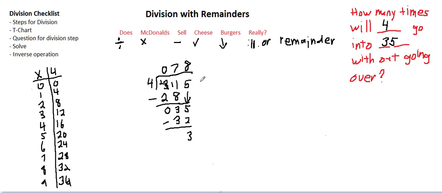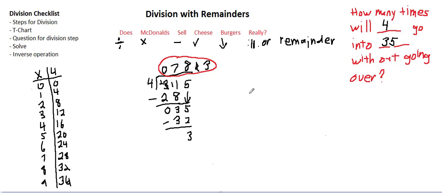There's nothing else to bring down, so I don't repeat, I remainder. So I have remainder 3. So my answer for this problem, remember, in a division problem the answer is up here. 315 divided by 4 equals 78, remainder 3.